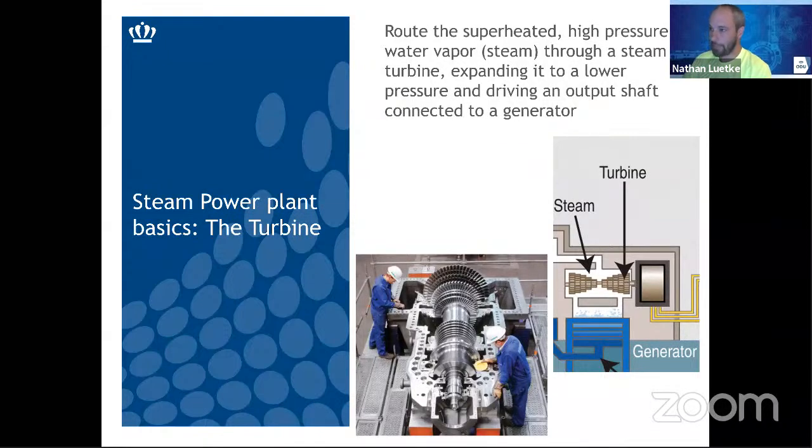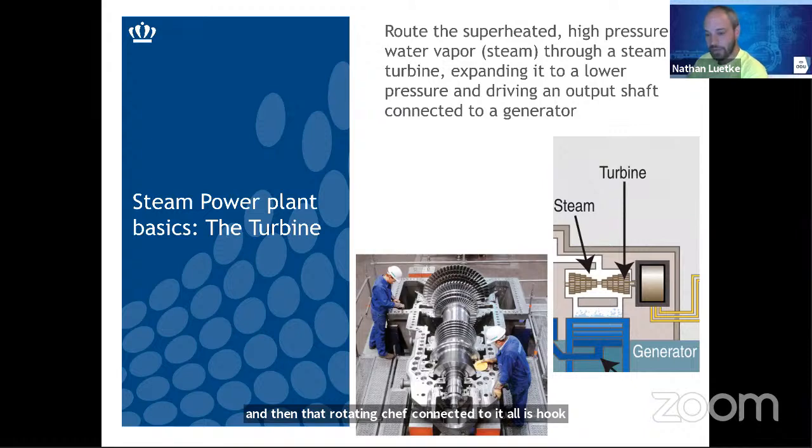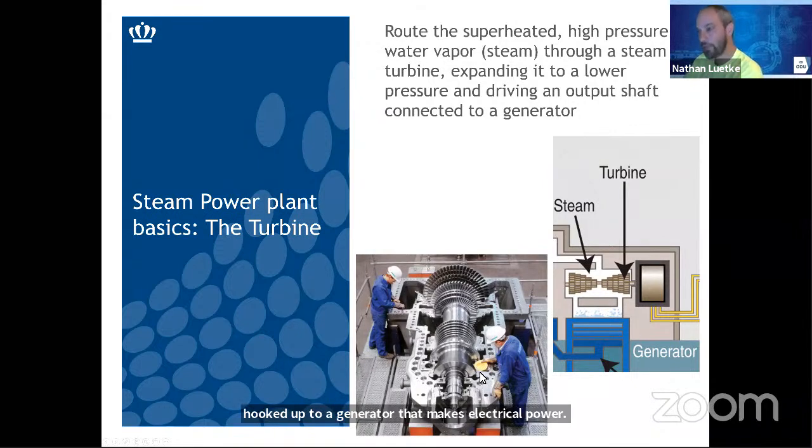It's similar, but the opposite, where instead of using electricity to rotate the blade and move the fluid, you're moving the fluid, whatever it may be, past the turbine blades. Well, that causes them to rotate, and then that rotating shaft connected to it is hooked up to a generator that makes electrical power. So it's just kind of the opposite of a fan. But you have to move the air past it, and we do it by routing steam coming out of a boiler through it.